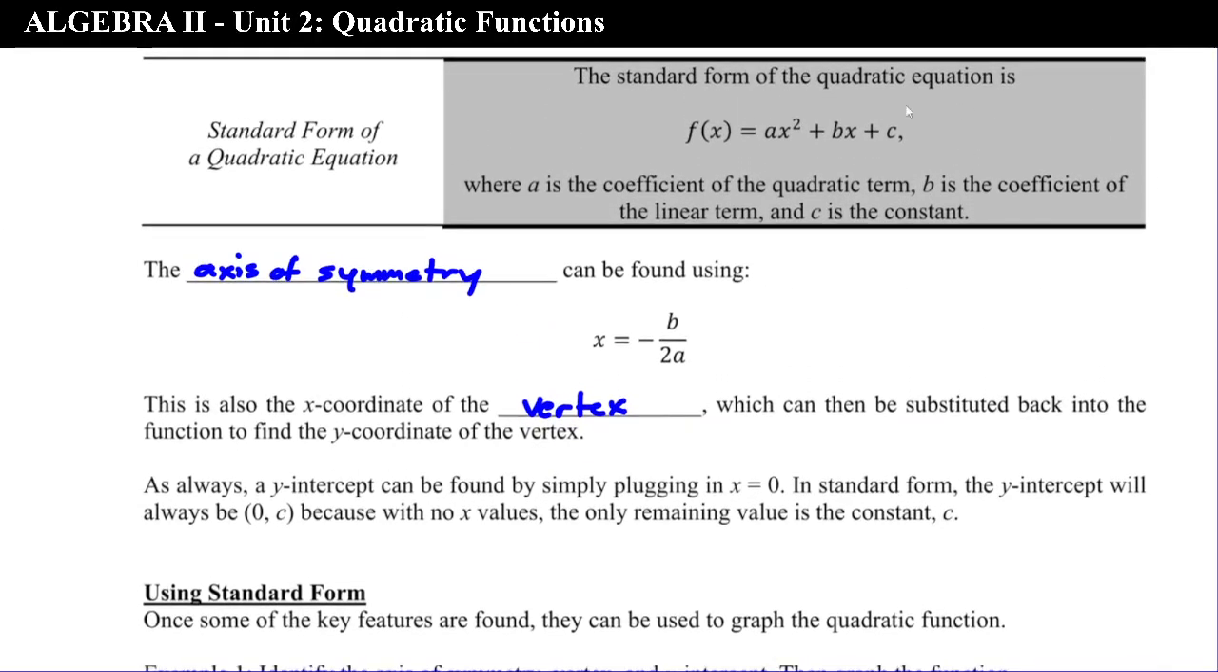Well, if you plug in 0 for x, what happens to the first term? It becomes 0. The second term also becomes 0. So all you're left with is c. So f of 0 equals c is your y-intercept. It will always be the c value because the other two terms have x in them, and both of those terms are going to go to 0. So your y-intercept will always be c.